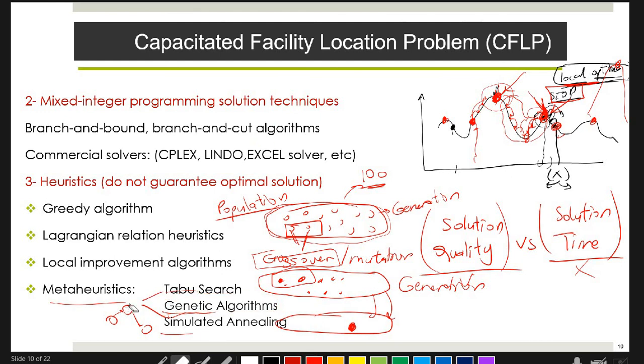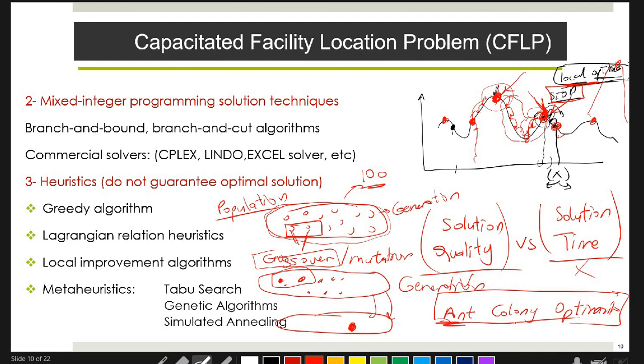As I told you, these are just some commonly used examples of metaheuristics: tabu search, genetic algorithm, simulated annealing. And there are different types of algorithms. Usually they are mimicking nature. For example, the ant colony optimization algorithm. So what is the idea? The idea of an ant colony finding food. They mimicked this process of finding food by ants for these optimization problems.